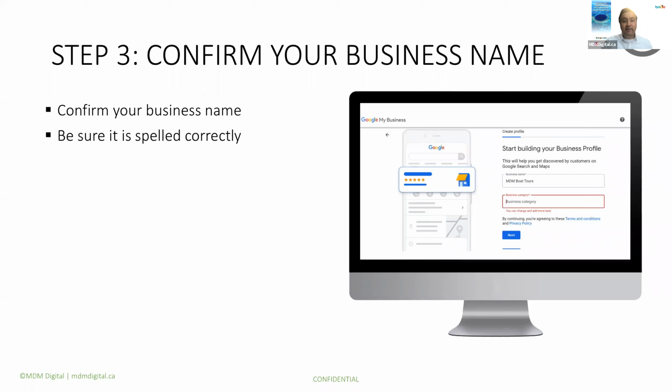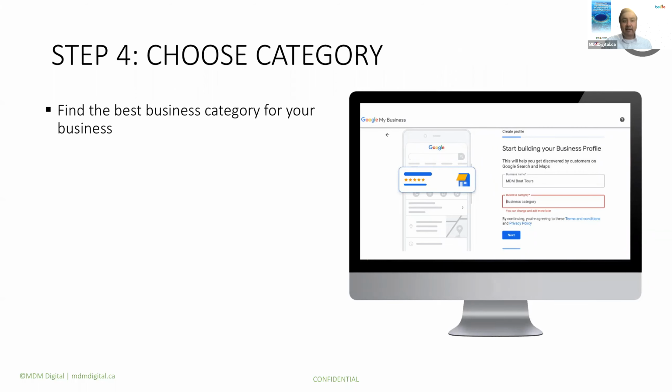The next step will be for you to choose a business category. And again, these categories are given to you by Google. You won't be able to go and create a category.